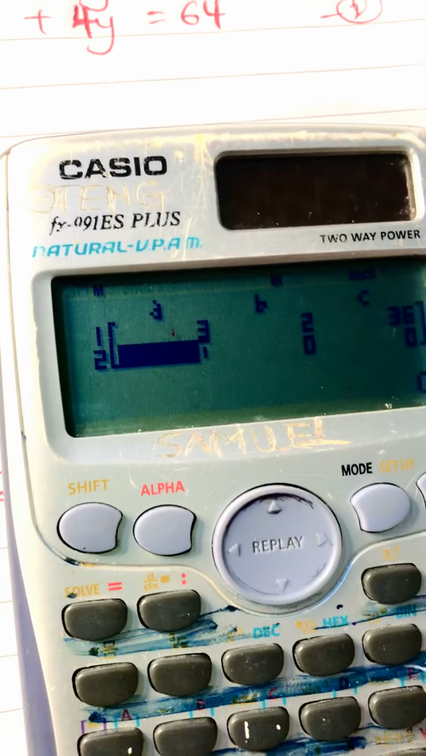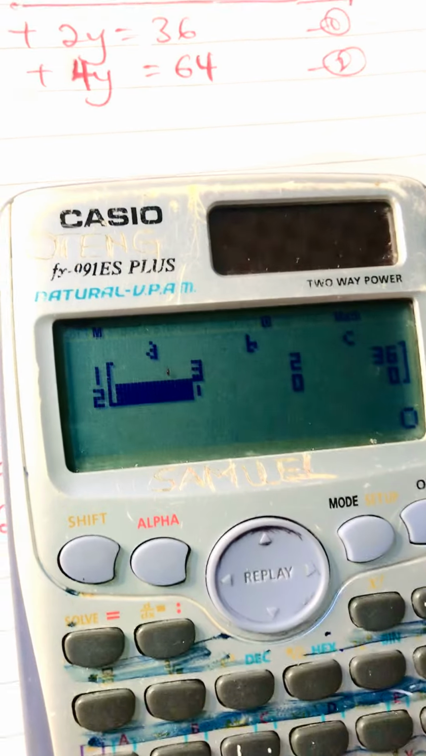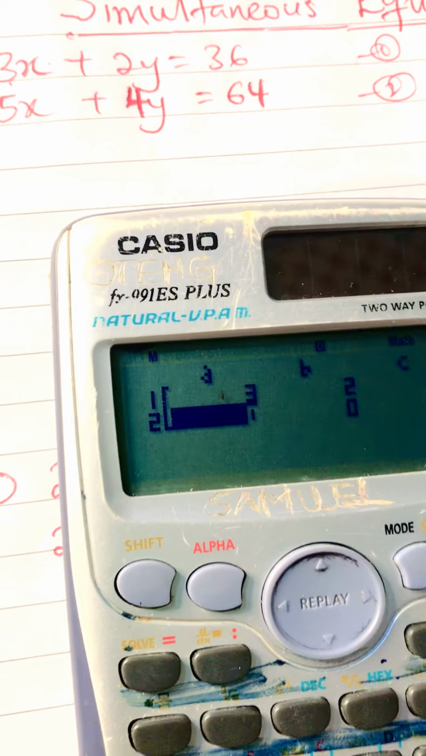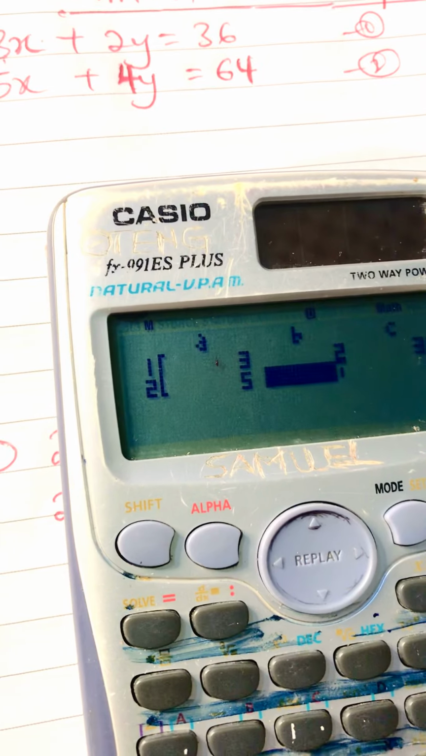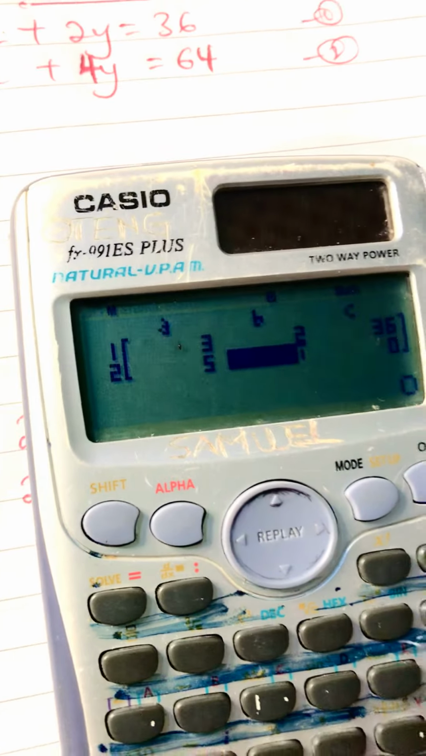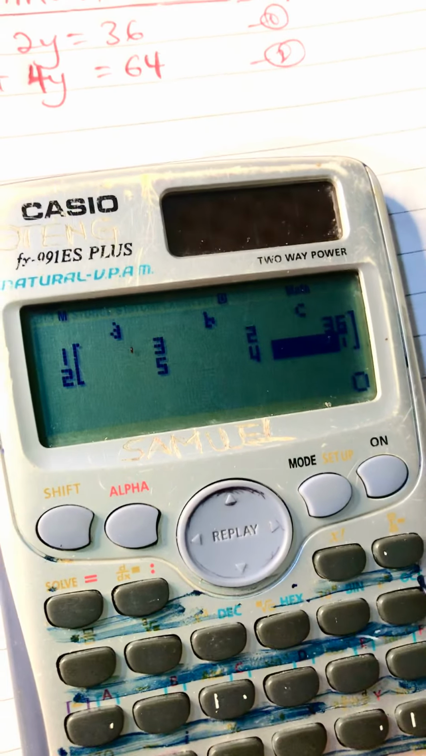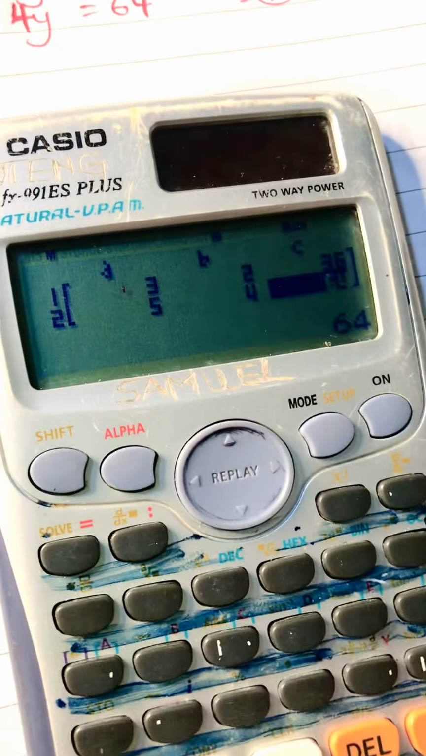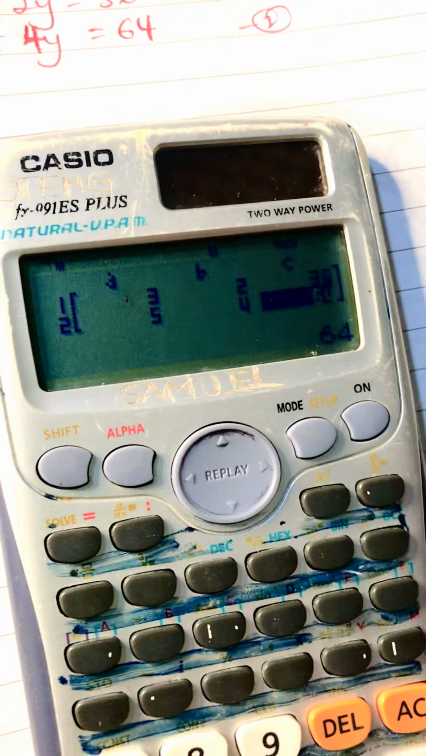Then we come to the second equation, equation 2. The same way we did for the first one, we are doing the same thing to the second one. So the coefficient of x there is 5, equal to. Coefficient of y is 4, equals. Then we press the constant, and that is 64, equal to. So for you to display the answers, you press an equal to sign again.